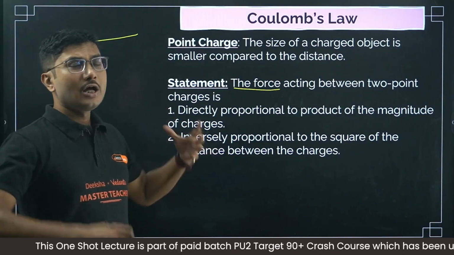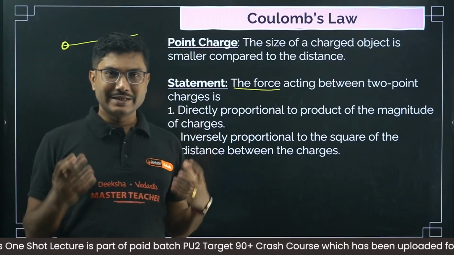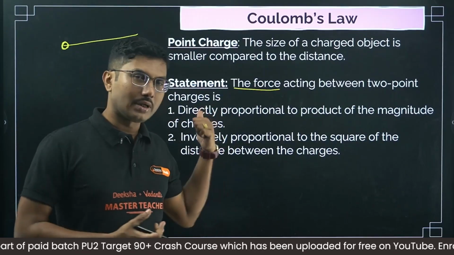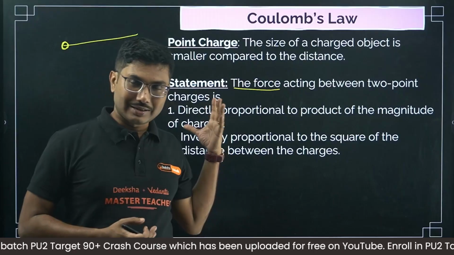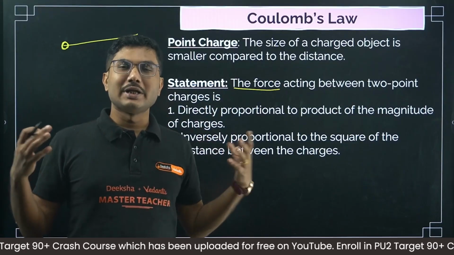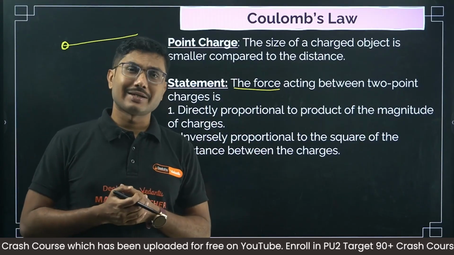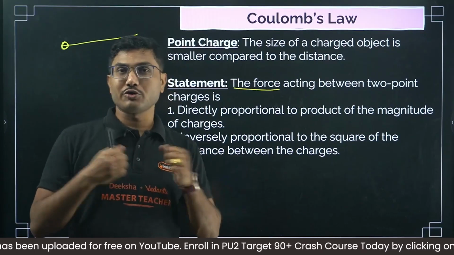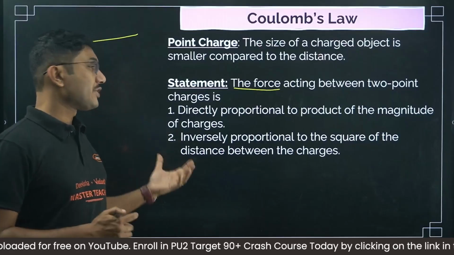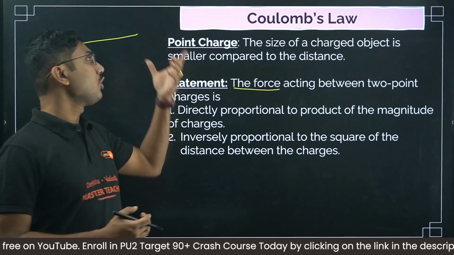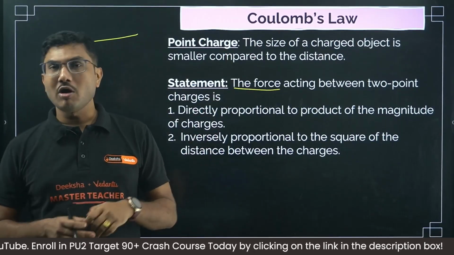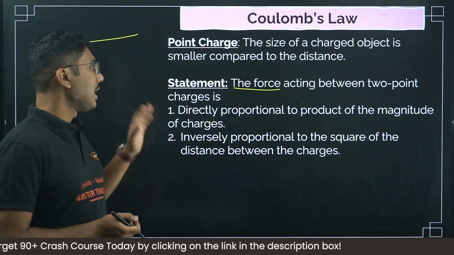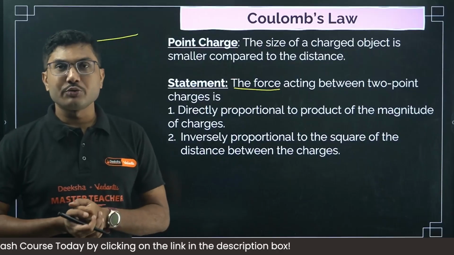So what is the meaning of that? When you keep two charges near each other, either they will attract or they will repel. We have learned in our first slide that similar charges repel each other and opposite charges attract each other. So attraction and repulsion means they are applying force on each other. Now you have to measure that force. Coulomb's law is the law which helps you measure the force acting between two charges.